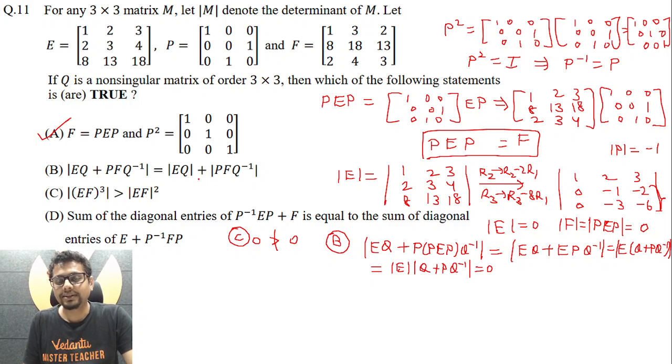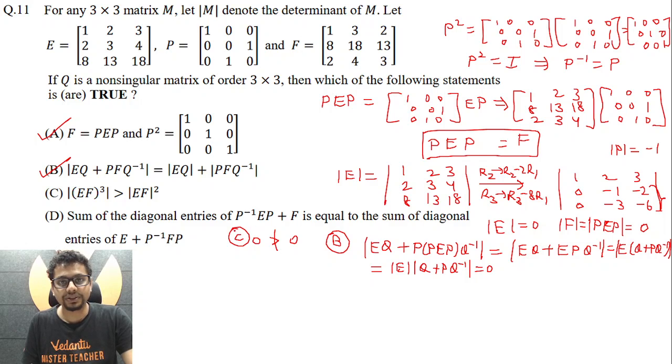And what about right hand side? It is determinant of E multiplied by determinant of Q, which is 0. It is determinant of P multiplied by determinant of F multiplied by determinant of Q inverse. Now determinant of F is 0, so that means this also becomes 0. So 0 plus 0 is 0. Left hand side is 0, right hand side is 0. So they are equal indeed.